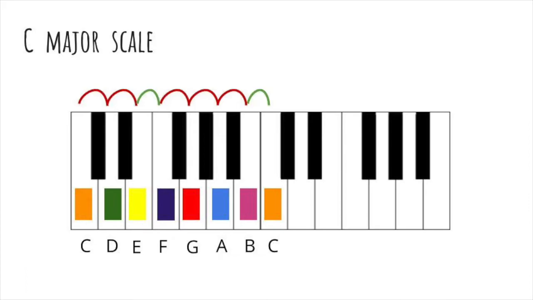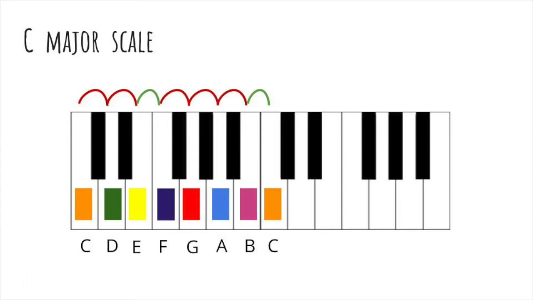So first up, moving from C to D, that's a tone. Moving from D to E, that's a tone. E to F is a semitone. F to G is a tone. G to A is a tone. A to B is a tone. B to C is a semitone. So we have tone, tone, semitone, tone, tone, tone, semitone. I'll say that one more time. We have tone, tone, semitone, tone, tone, tone, semitone.